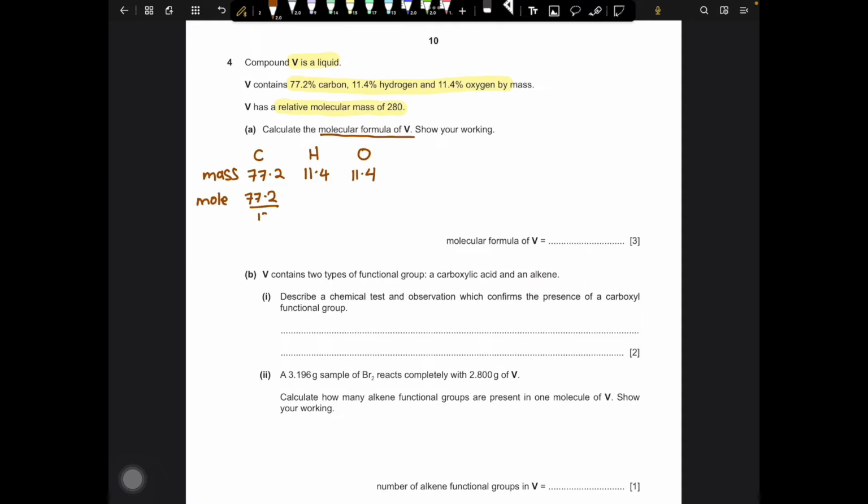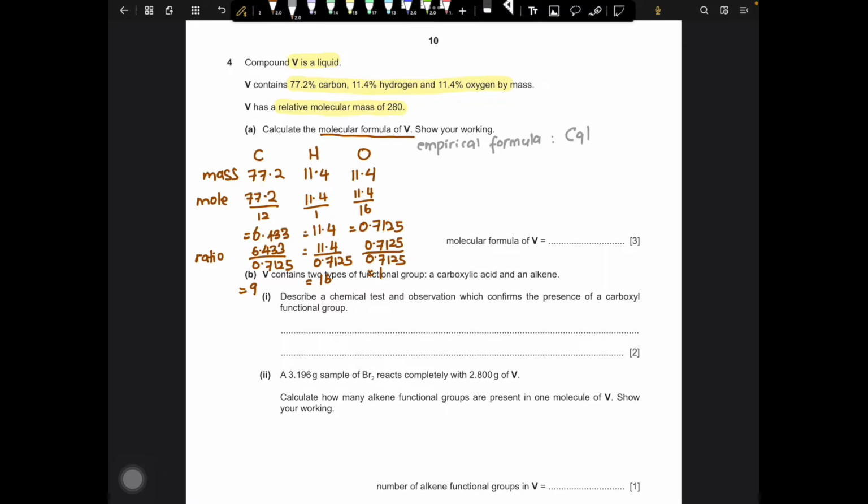So to do empirical formula is very simple, just like you have learned in your school. To determine the empirical formula, the easiest way is for you to draw the table for each element and determine the ratio corresponding to each of the elements. So from here we have the empirical formula as C9H16O. The relative mass of C9H16O is about 140.